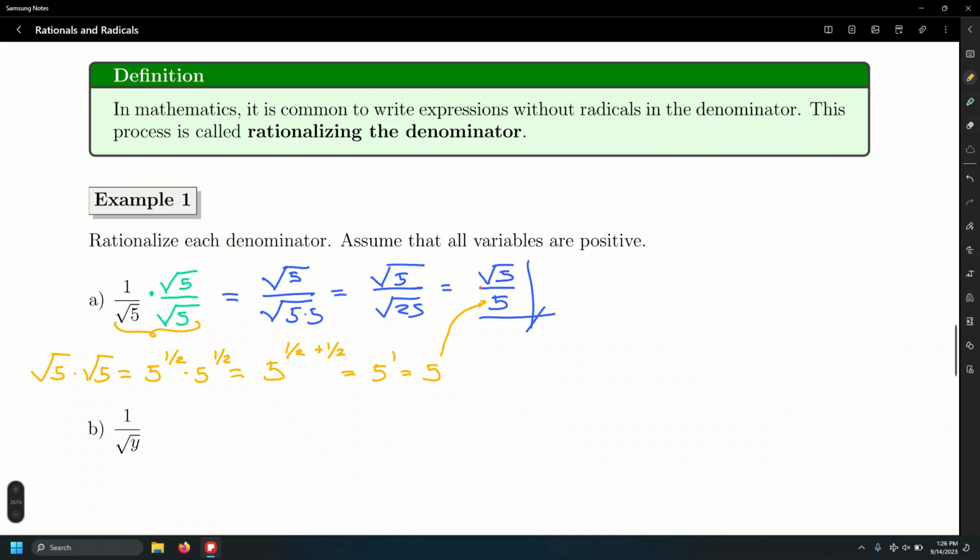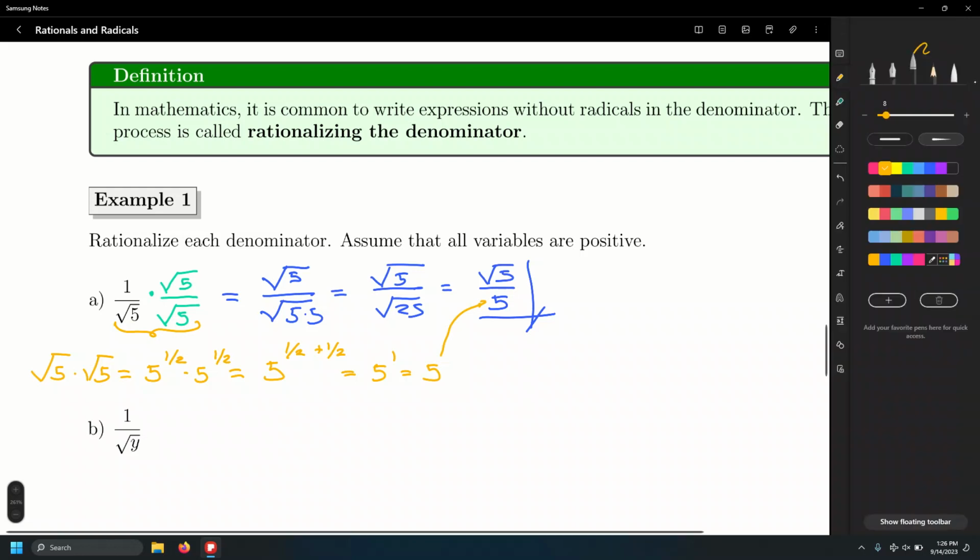To get rid of the radicals in the denominator, no matter if we still keep those radicals in the numerator. Again, that's what we mean by rationalizing the denominator.